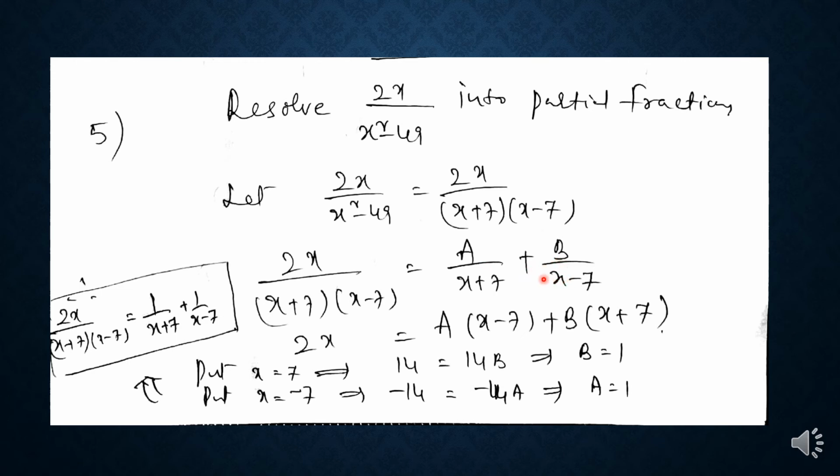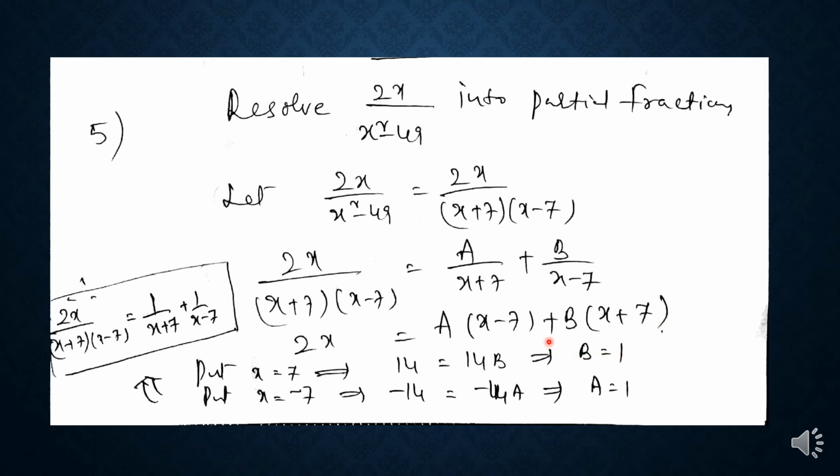Now by taking LCM, what we will get: a into x minus 7 plus b into x plus 7 divided by x plus 7 into x minus 7. On both sides, the denominators are equal, so you can cancel them. Now by equating the numerators, that is 2x is equal to a into x minus 7 plus b into x plus 7.